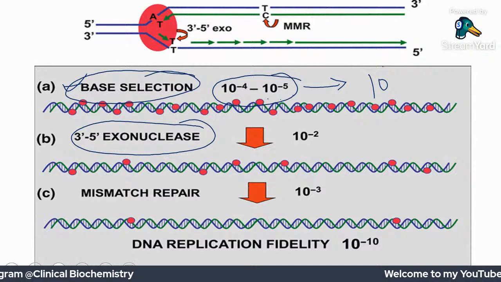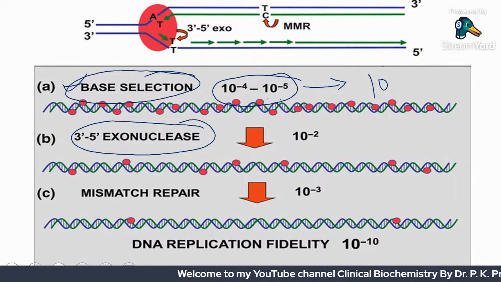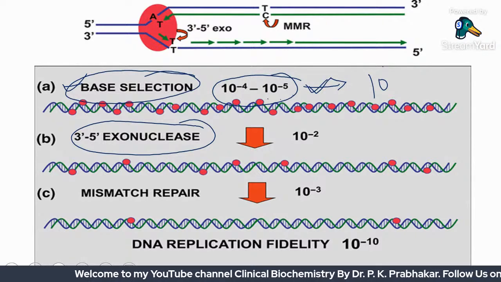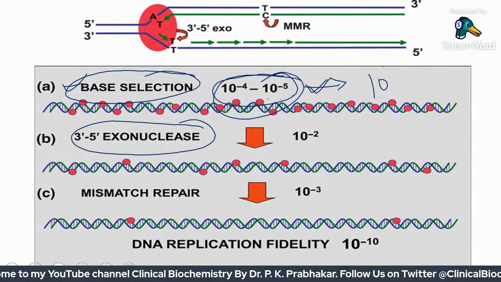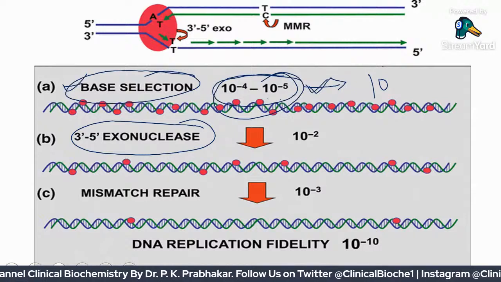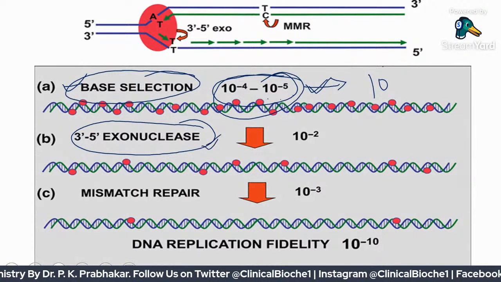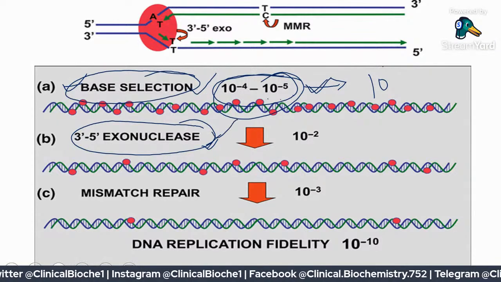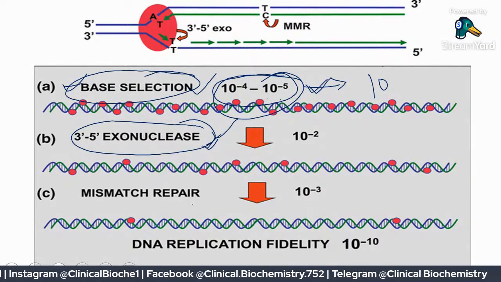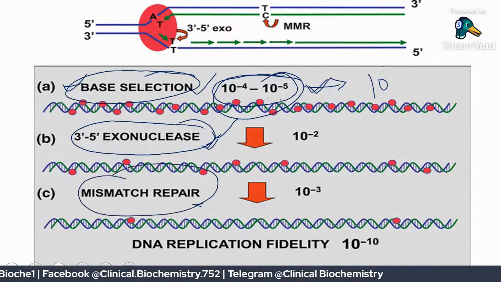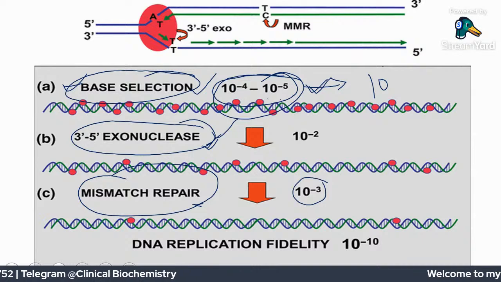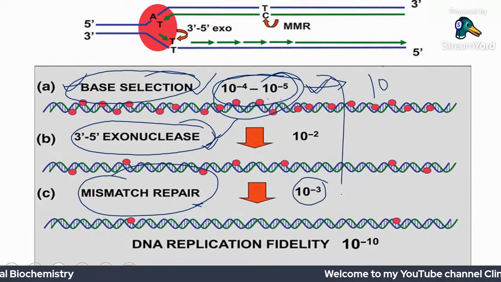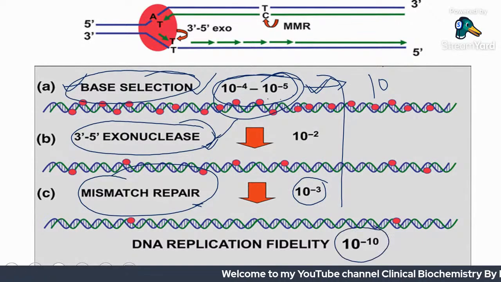So the first level of accuracy is at the base selection process, that is the highest one. Then the lowest accuracy occurs by proofreading. Even after proofreading, if they have made some mistakes, they still have a chance to repair them by the DNA repair mechanism, like mutation repair, where they remove the error. So overall, if you add all three together, this much accuracy comes.